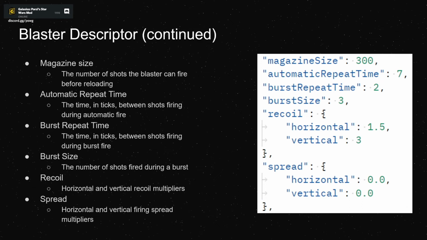And then we have recoil, which defines the maximum amount of degrees per shot that each shot will apply to the player. And spread is the maximum amount of degrees in any direction that the bolt may deviate from perfectly straight.